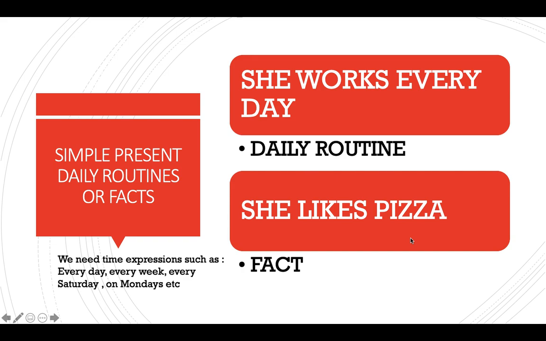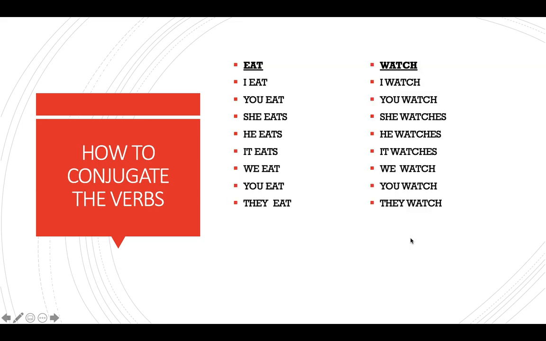This is a fact. When we use the simple present, because we are talking about daily routines or facts, we almost always need time expressions such as every day, every week, every Saturday, on Mondays. Also, when we want to conjugate a verb in the simple present, we conjugate the verbs using the subject pronouns.